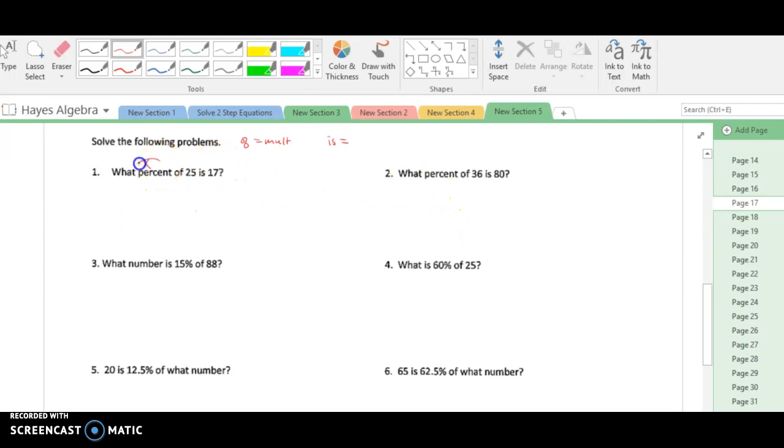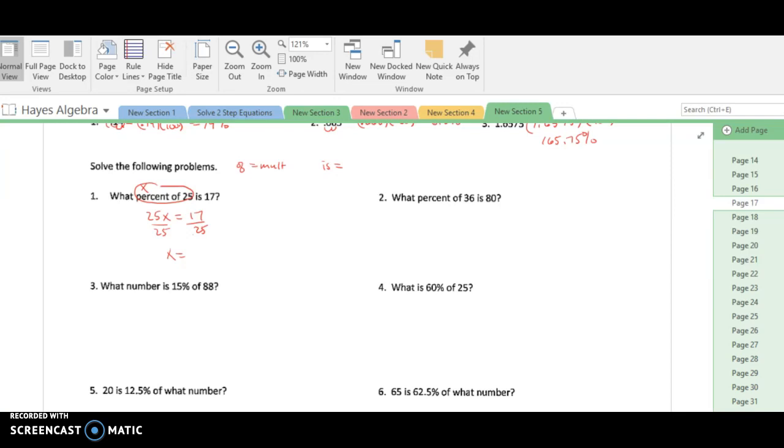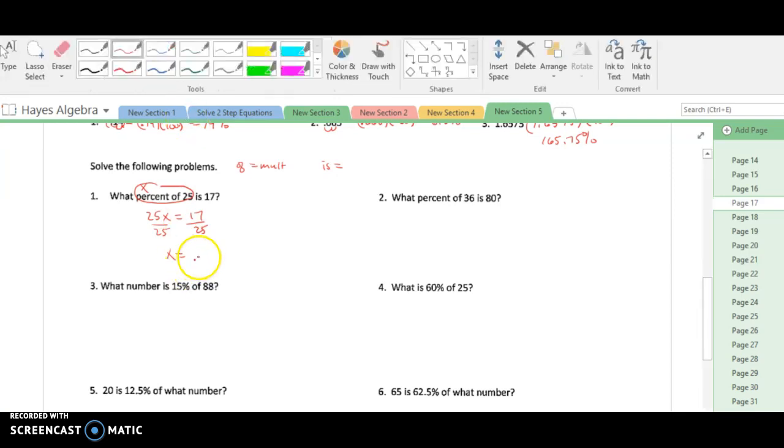So when I look here, I'm basically setting up an equation. What percent of 25? So it's 25x is, so equals 17. I'm basically going to divide by 25 and x equals 0.68. We have to convert that to a percent. So we're going to take 0.68, multiply it by 100, and it is 68%.